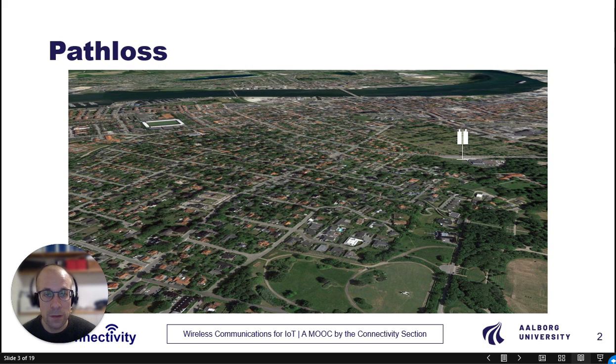We start by looking at path loss. Here we have an overview image of Aalborg and a simple illustration of a base station in one corner and an example installation of a smart meter in the other corner. Often the line of sight path is blocked by, for example, a tall building or similar. So instead the signal will take another path.